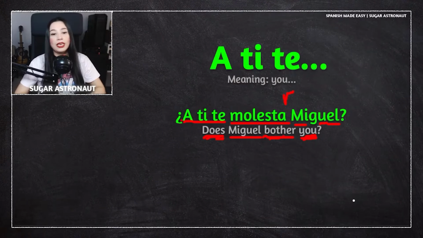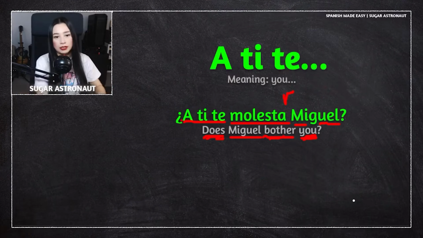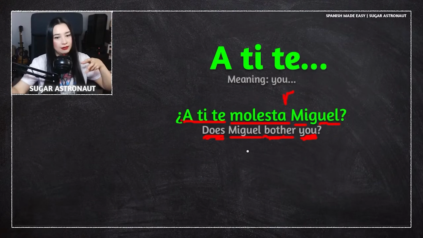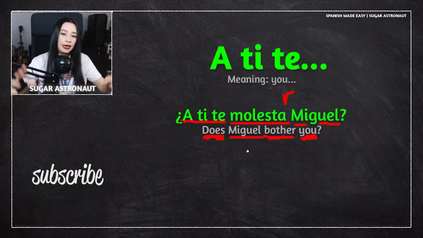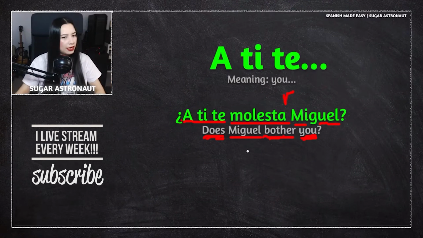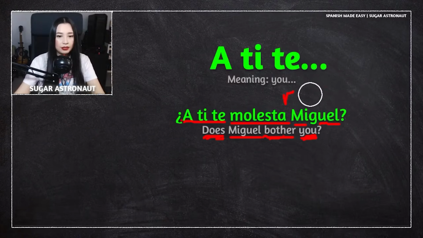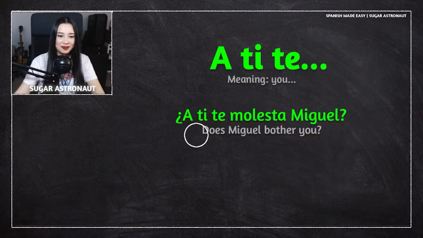Okay, so you can use a ti te to ask questions. Sorry about that. And you only have to add the question marks, the upside down one, and then the normal question mark. And that's a question. ¿A ti te molesta Miguel? Okay. Without the question marks, you will be saying that Miguel bothers you. A ti te molesta Miguel. Miguel bothers you. Okay. So that's some important thing to notice here, and to learn for sure.